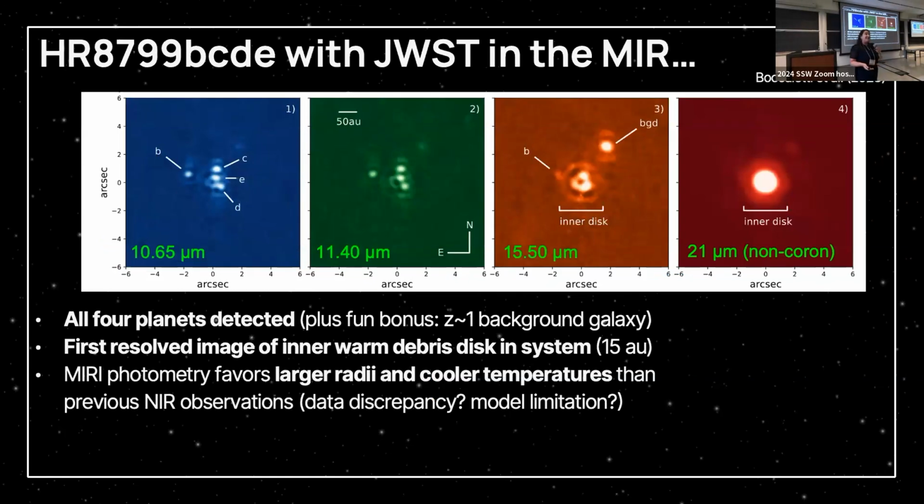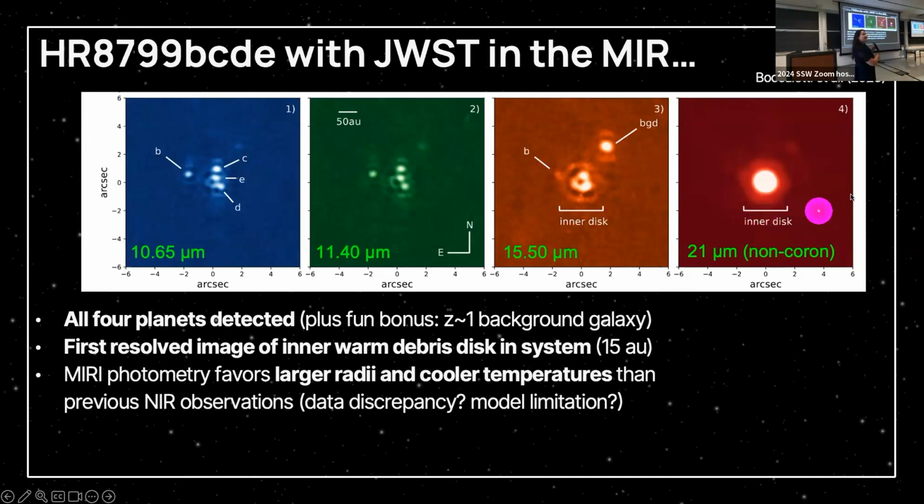There's also one of our favorites that you've seen many times this week, HR 8799. This is what it looks like in the mid-infrared. So you've seen the beautiful orbiting planet movies. Here, of course, we're at much longer wavelength. You can see from the MIRI coronagraphs at 10, 11, and 15 microns, and then a non-coronagraphic image at 21 microns. All 4 planets are detected, which is great.